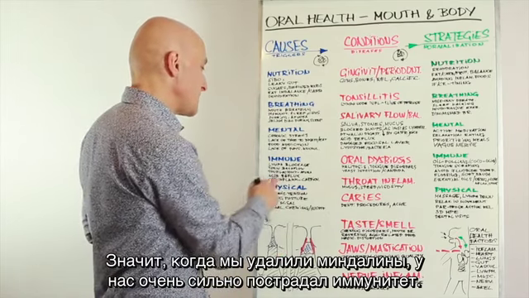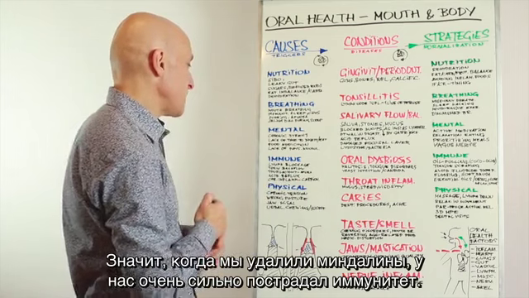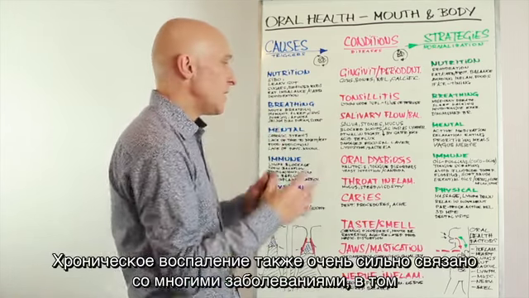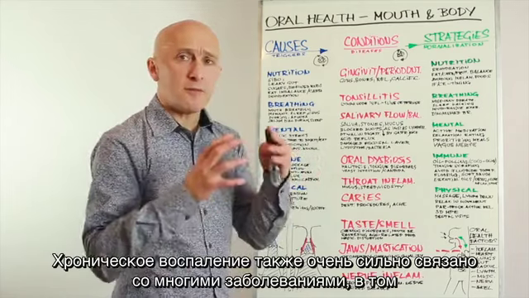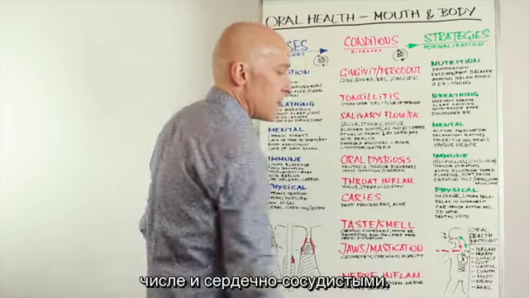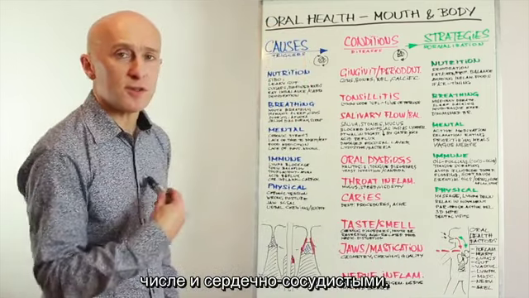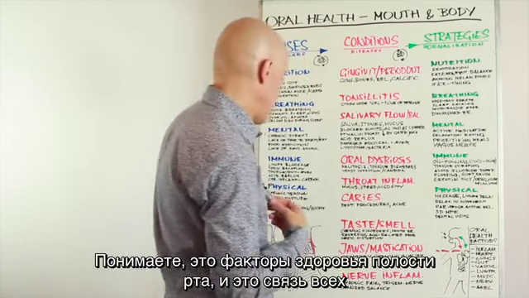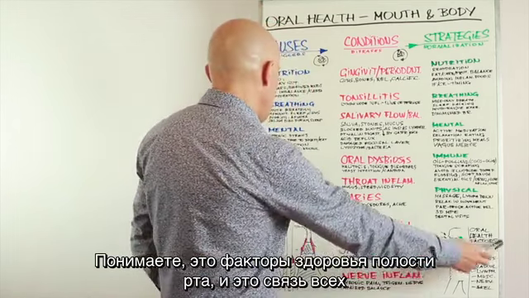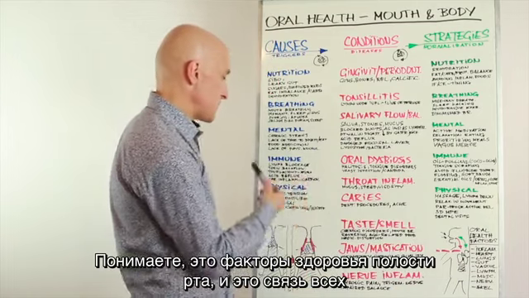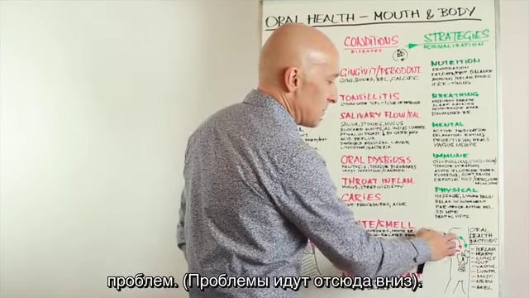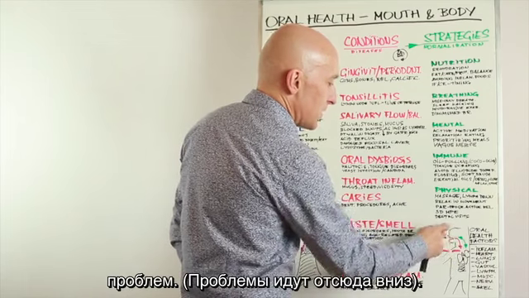So acid reflux, we've been talking about that. Chronic inflammation is also very much connected to a lot of diseases, also cardiovascular diseases. You see, those are the oral health factors, and that's the collection of all of the problems. The problems go from here down there.